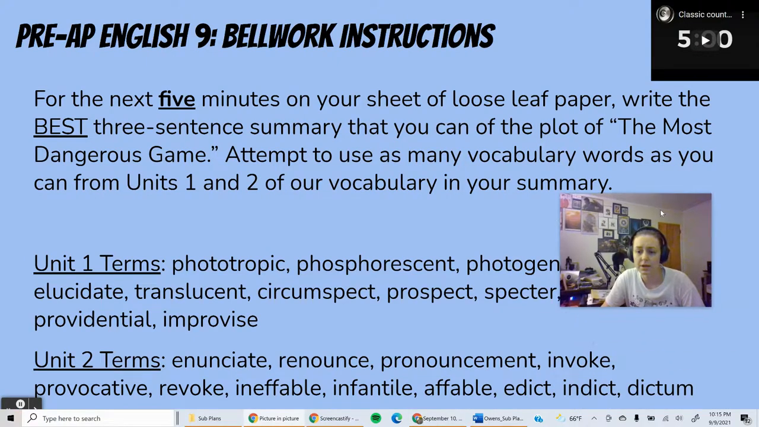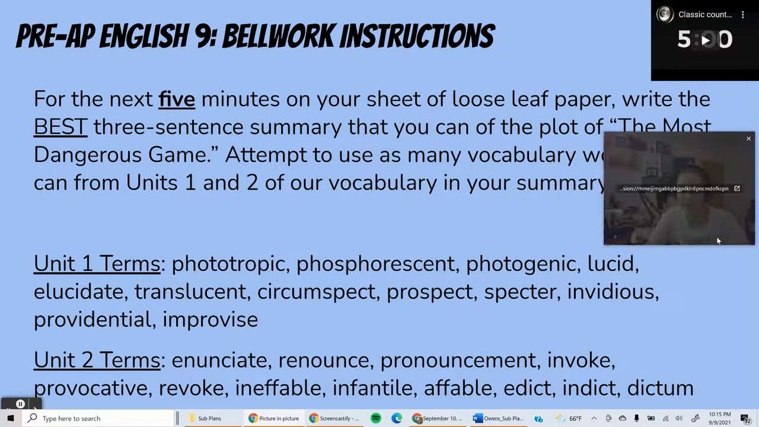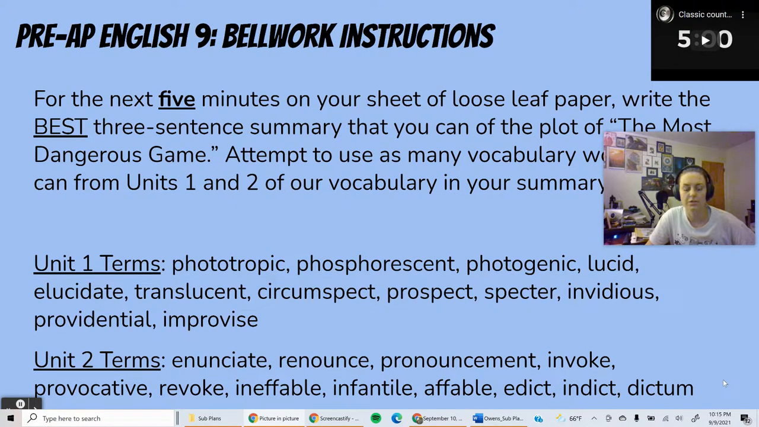as you're summarizing the plot. Now, as a quick bit of help, I did put all of the vocab words from the 2 units up on the screen so that you can see them at a glance as you're working, so you don't have to get your vocab book out unless you want to. Your Unit 1 terms are up there. You've got phototropic, phosphorescent, photogenic, lucid, elucidate, translucent, circumspect, prospect, specter, invidious, providential, improvise. I definitely think some of those are relevant to our plot from The Most Dangerous Game. And then we've got Unit 2 terms: enunciate, renounce, pronouncement, invoke, provocative, revoke, ineffable, infantile, affable, edict, indict, and dictum. So you've got quite a few vocab terms here, and a lot of those I think could be super relevant to the plot of the story.